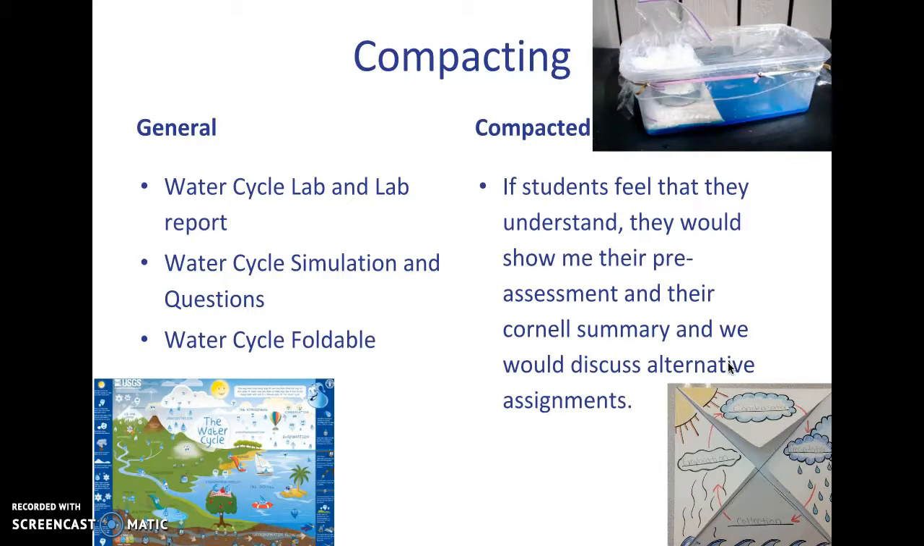For my students that need more practice, I have a water cycle lab and a lab report, pictured here, that they would complete. I also have a water cycle simulation from the Geological Society that they can complete and answer questions. And then a water cycle foldable where they can again practice the vocabulary and show that water cycles.